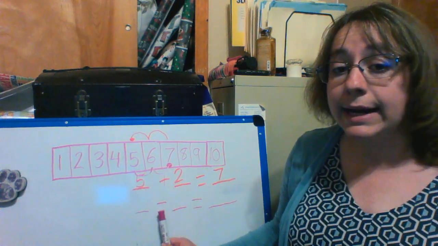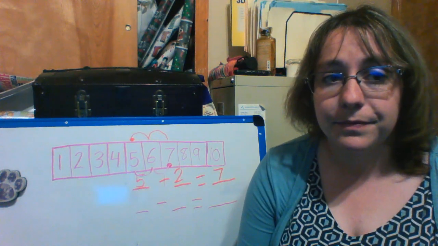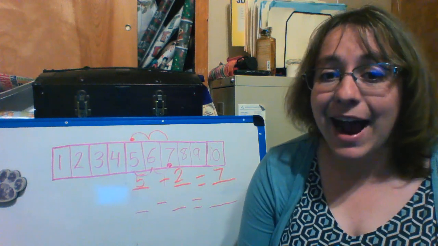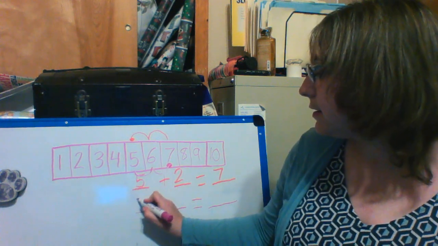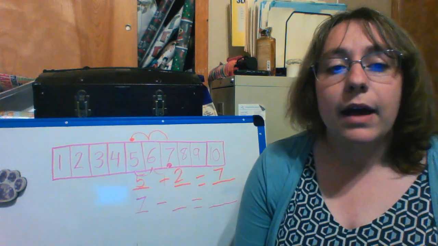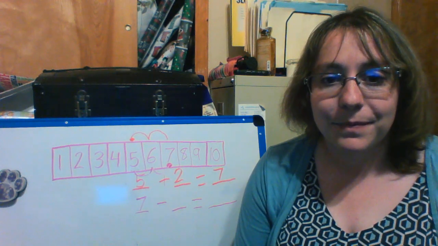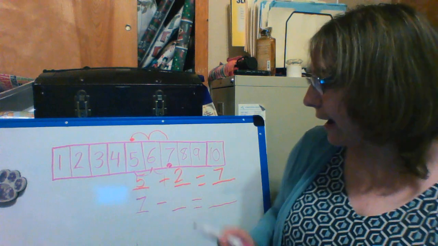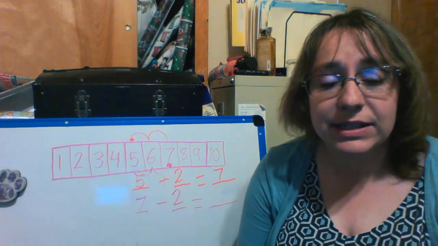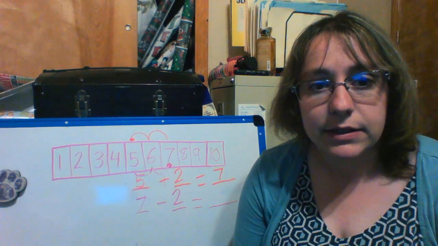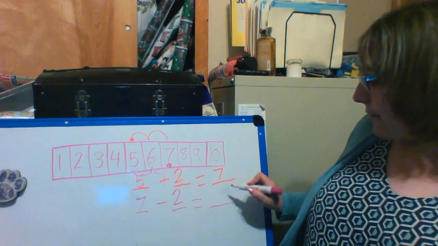So I have my minus sign. Okay, what number am I going to start with for my subtraction sentence? You're right. I'm going to start with the number 7 because that's where I started. Okay? Now, how many students did I take away? How many hops did I go back? You're right. I went 2 hops back. So I'm going to take away 2. Okay, so how many students does that equal? How many students do I have left? Very good. I have 5 students left.